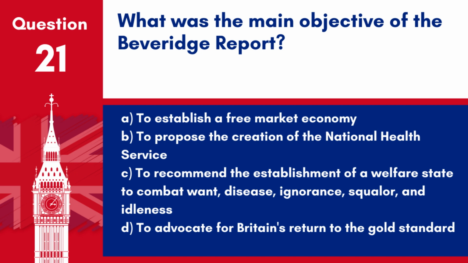A. To establish a free market economy. B. To propose the creation of the National Health Service. C. To recommend the establishment of a welfare state to combat want, disease, ignorance, squalor, and idleness. D. To advocate for Britain's return to the gold standard. Answer C. To recommend the establishment of a welfare state to combat want, disease, ignorance, squalor, and idleness.